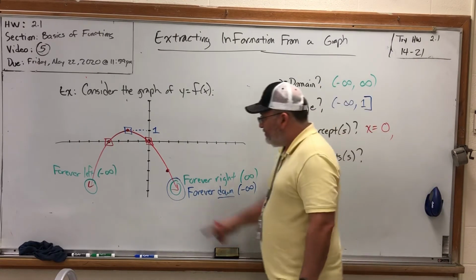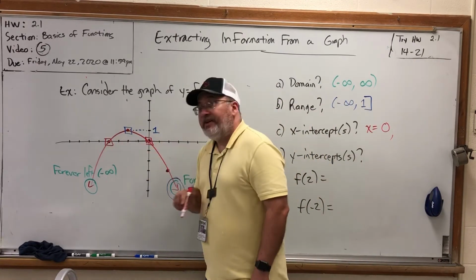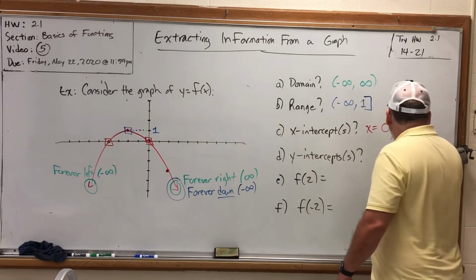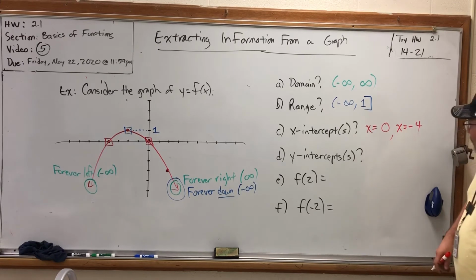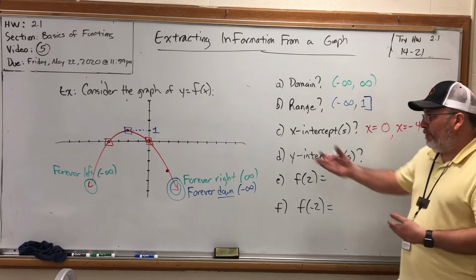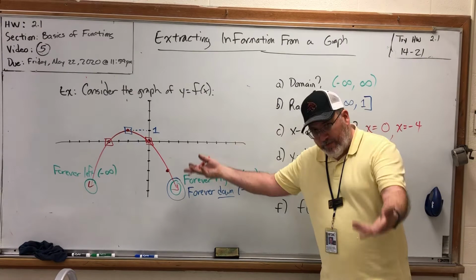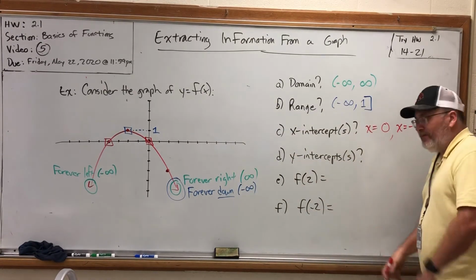But where's the other x-intercept? Looks like it's at -4. So our two x-intercepts are 0 and -4. Later, we will learn how to locate the x-intercepts from the function as a means for coming up with the graph, but we can also extract them from the graph.